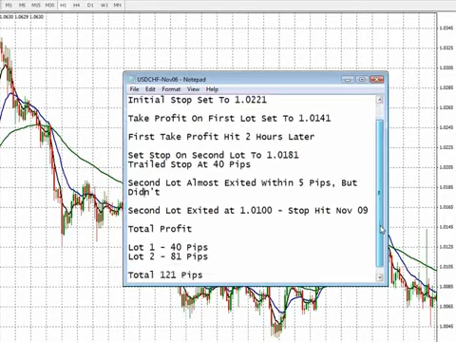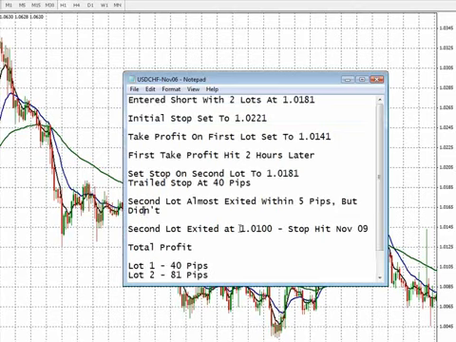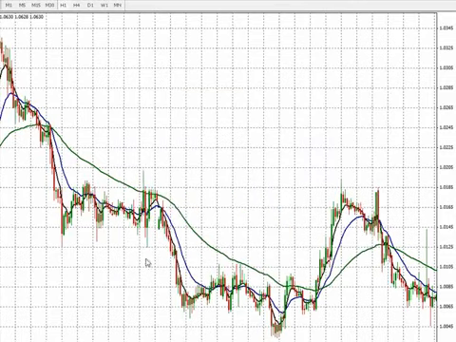1.0100 on November 9th. So total profit on this trade, we ended with 40 pips on lot 1, and we ended up with 81 pips on lot 2. So in total, we made 121 pips in a trade that lasted just over 3 days. So again, a nice, excellent, profitable trade, and a good example of how to use this system for short trades.